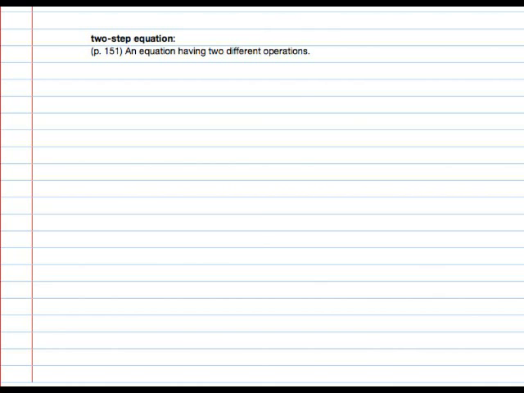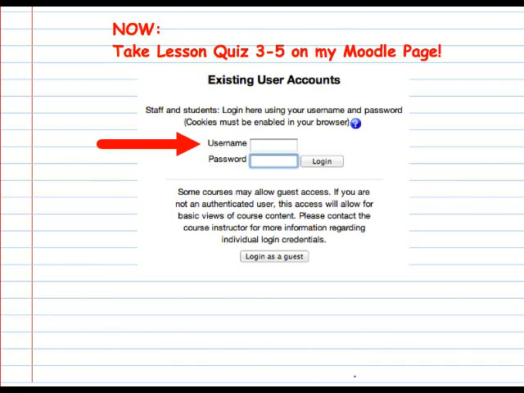The only vocabulary in this lesson is two-step equation, which is an equation having 2 different steps. Multiplication and addition, multiplication and subtraction, division and addition, division and subtraction would be examples of that.